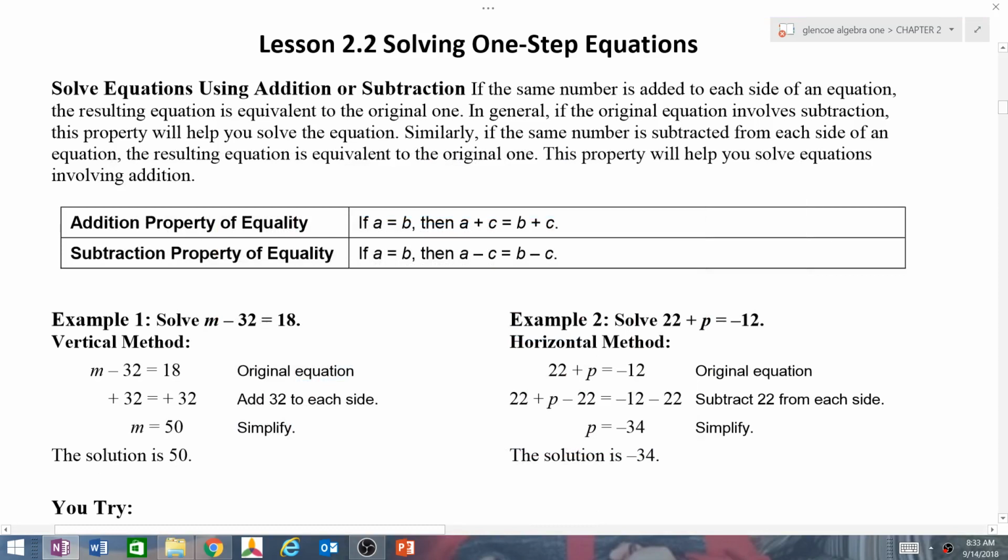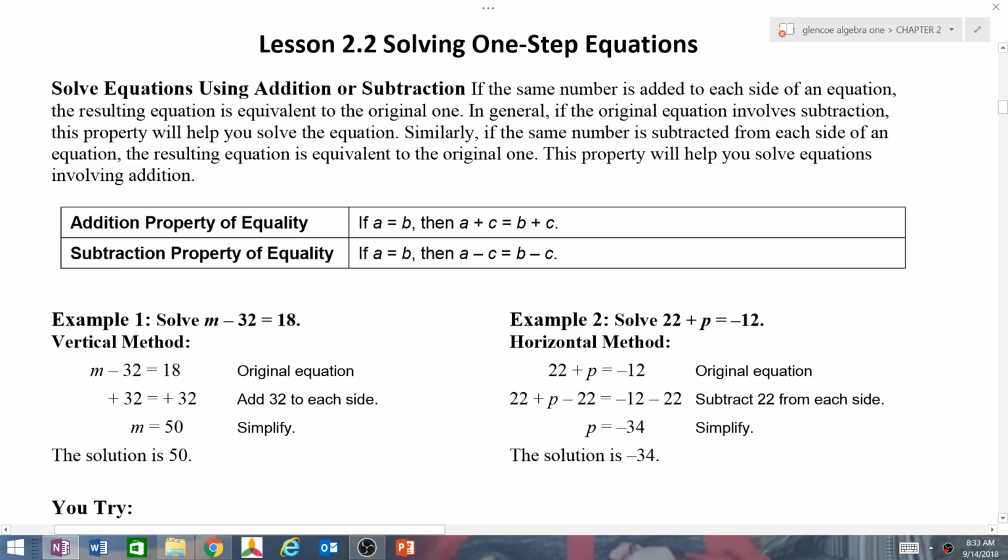Good morning. Today we're going to discuss Lesson 2.2, Solving One-Step Equations. We're going to talk about solving equations using addition or subtraction and multiplication or division. And we're going to deal with a couple of properties. The addition property of equality says if A equals B, then A plus C equals B plus C. The subtraction property of equality says if A equals B, then A minus C equals B minus C.